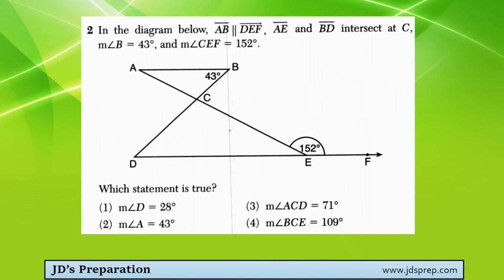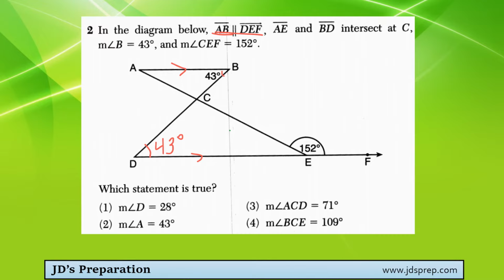In this problem, an important piece of information you're given is that the lines AB and DEF are parallel. Now, since we know that they're parallel, and we know that angle B here is 43 degrees, knowing the alternate interior angle theorem, we can conclude that angle D here is also 43 degrees. And I like to remember that by visualizing this Z pattern here, where those angles would be the same.